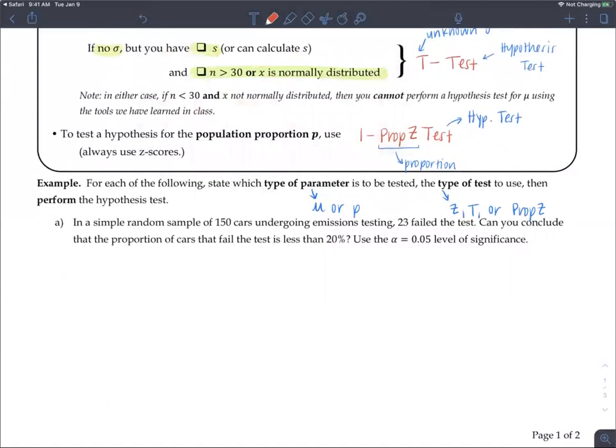But the first problem says that there's a simple random sample of 150 cars. 23 failed emissions testing, right? So essentially they failed their smog test. Can you conclude that the proportion of cars that failed the test is less than 20%? Use the alpha equals 0.05 level of significance. So the first thing we want to know is type of parameter. Which one are we testing, mu or p?